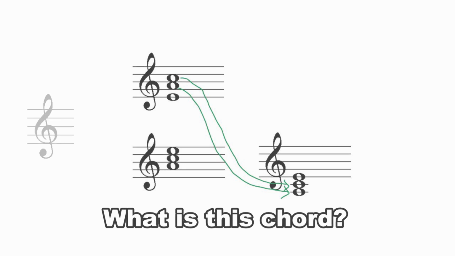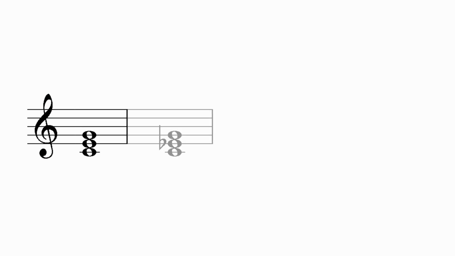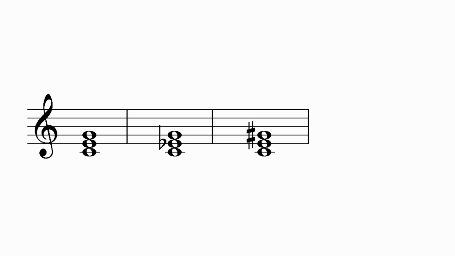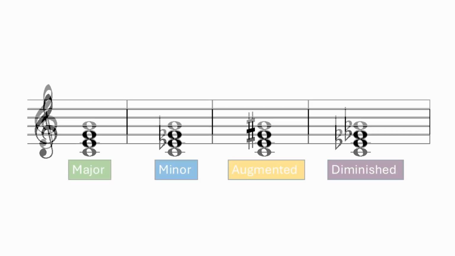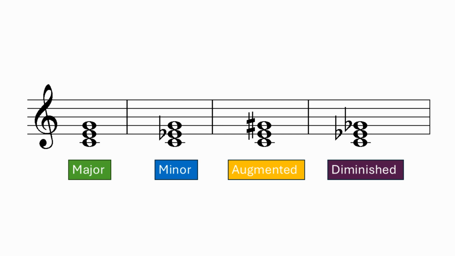Let's review the four types of triad or three-note chord. A triad can be major, minor, augmented, or diminished. Major and minor triads are the most common, but augmented and diminished chords are also widely used. The type of chord is determined by the interval qualities between each note in the stacked chord. We have to look at the interval made between the lowest note and the middle note, and between the middle note and the top note.